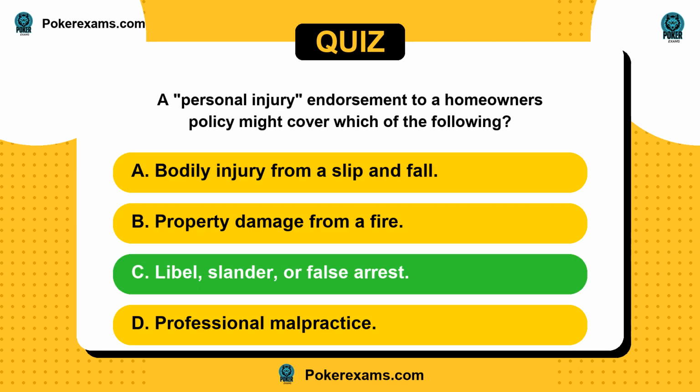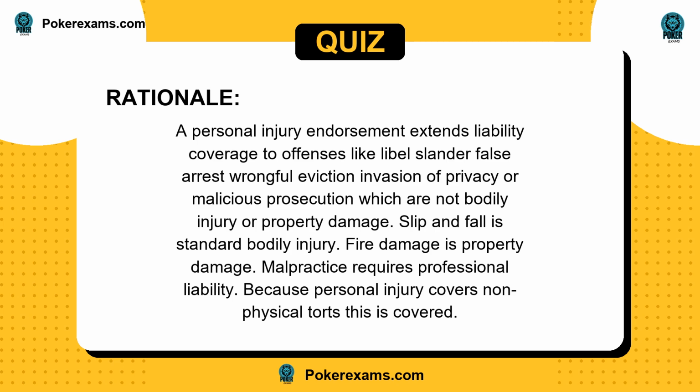The answer is C. A personal injury endorsement extends liability coverage to offenses like libel, slander, false arrest, wrongful eviction, invasion of privacy, or malicious prosecution, which are not bodily injury or property damage. Slip and fall is standard bodily injury. Fire damage is property damage. Malpractice requires professional liability. Because personal injury covers non-physical torts, this is covered.